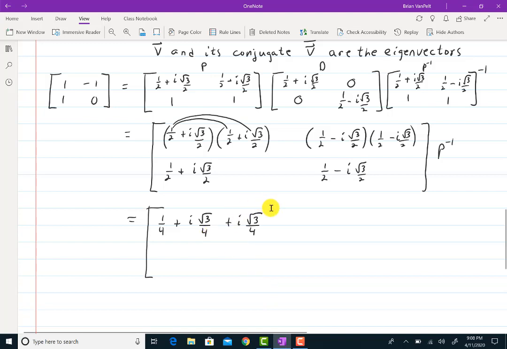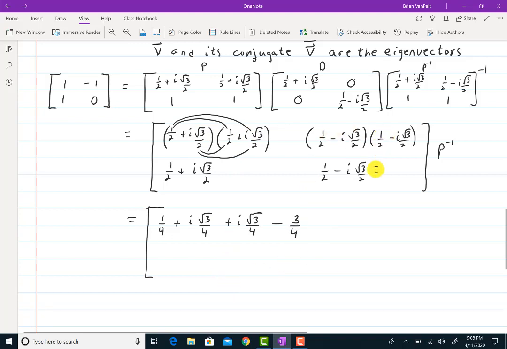And then, so that was this inner piece. And then the last, I'm going to get i squared times radical 3 over 2 squared. So the i squared will be negative, so I'll change this plus to a minus sign. And then I'll have radical 3 over 2 times itself is 3/4.